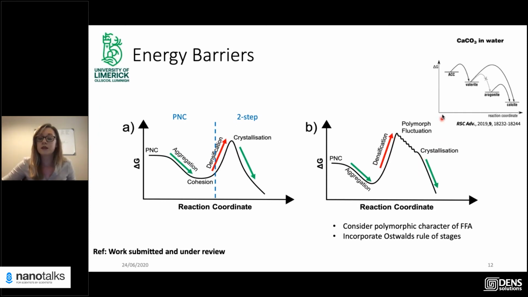Now this has been seen also with calcium carbonate, which I show here. There's a reference if you want to read a little bit more, where you have crystallization beginning with amorphous calcium carbonate and then cascading through the other polymorphs before it settles on the lowest energy calcite.